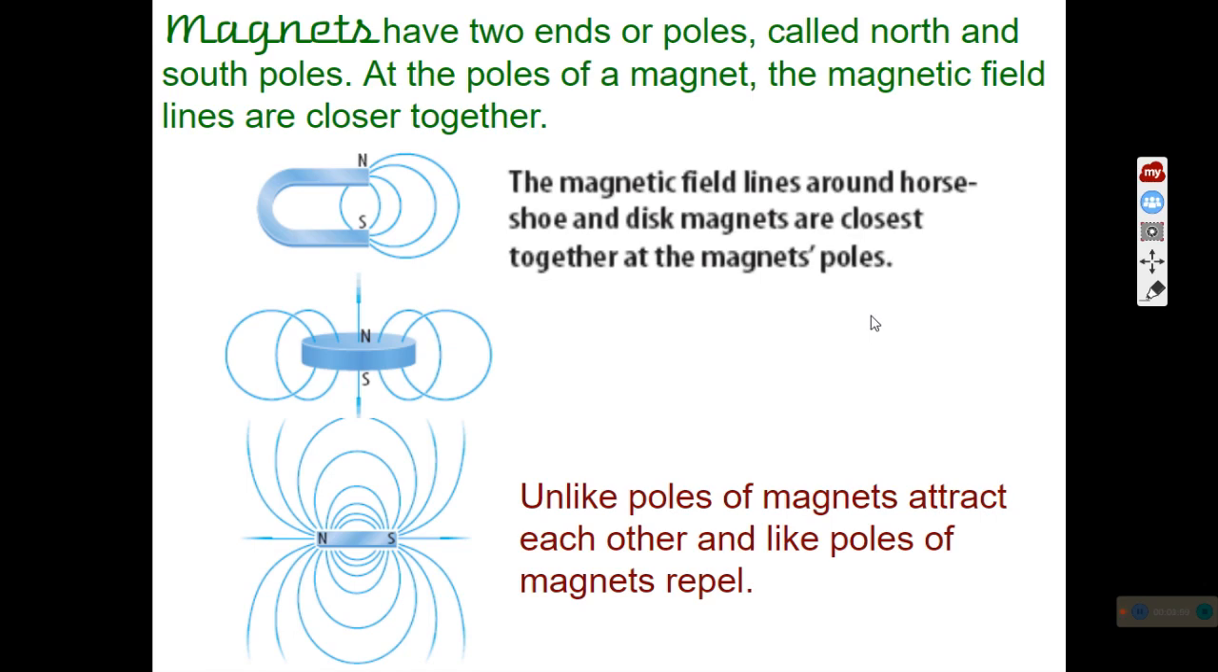Like poles are going to repel each other and unlike poles are going to attract. So south and south would not attract, they would repel. Unlike poles, north and south, would attract.